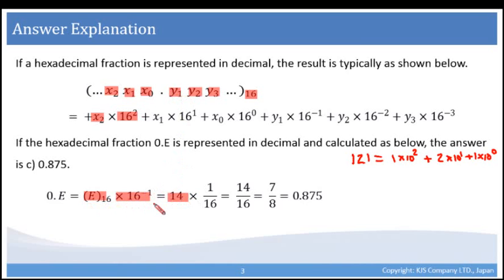So hexadecimal goes 0 to 9, and then A, B, C, D, E, F. And so we have 14 times 1 over 16, which is 14 over 16, which is equal to 0.875, which is our answer C. So as we can see, our answer is going to be C. And what we've learned here is how to use hexadecimals when we've got a decimal place in our number.